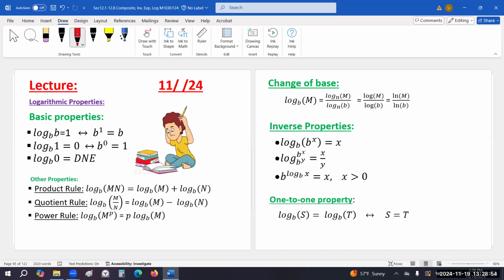It doesn't matter which log you use. You can use normal log or natural log, get the same result. For example, let's say you want to find what is log base 2 of 5. In the calculator, it's not possible to do so. So to find this number, we can do log 5 divided by log 2. That's the answer.